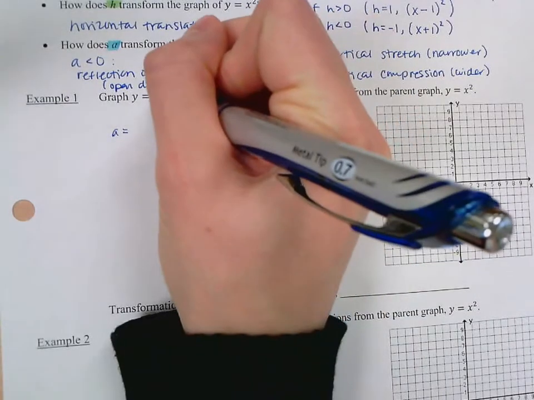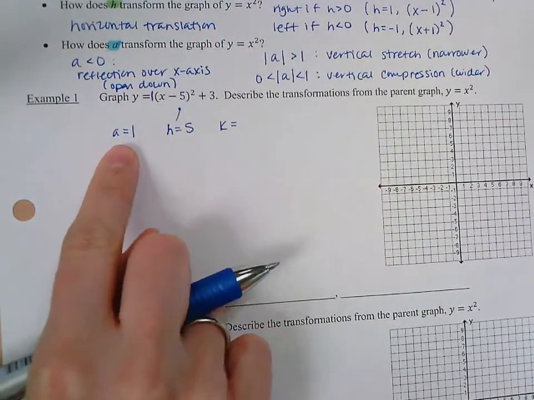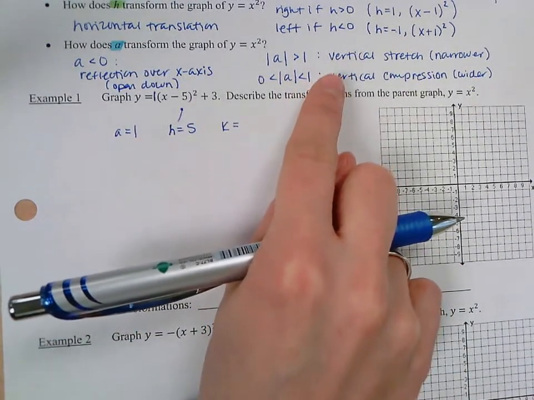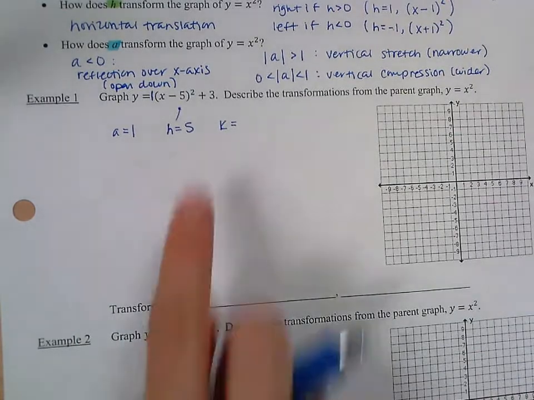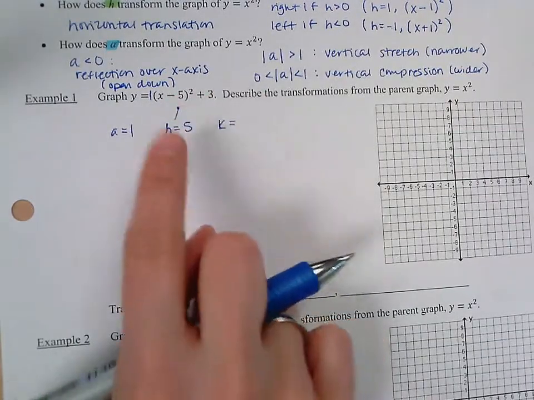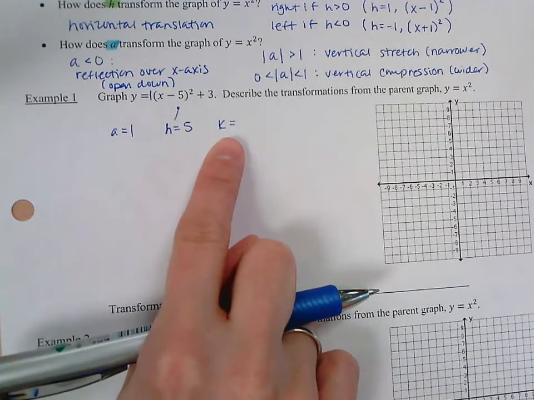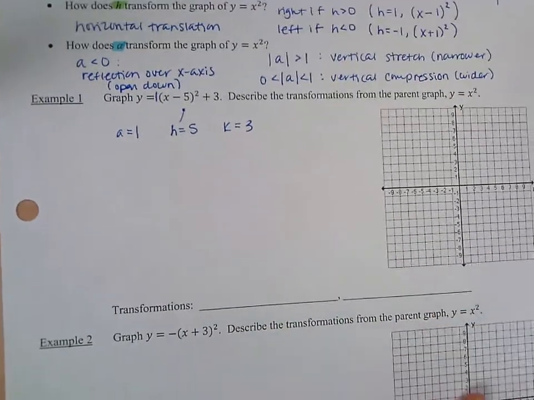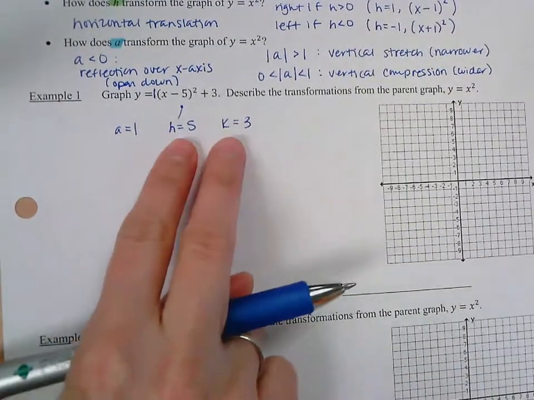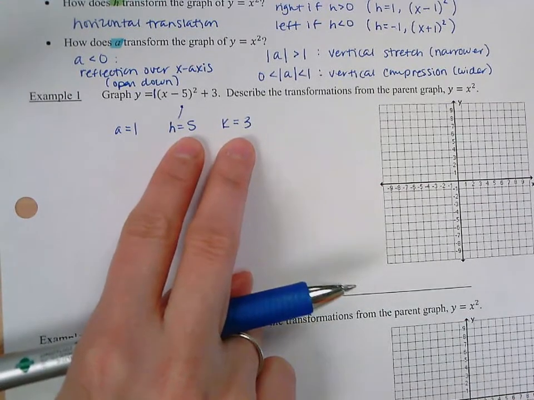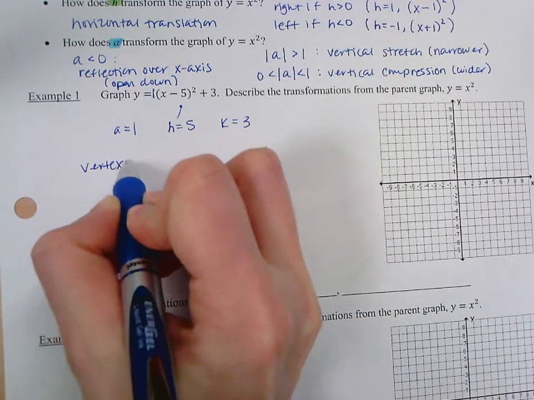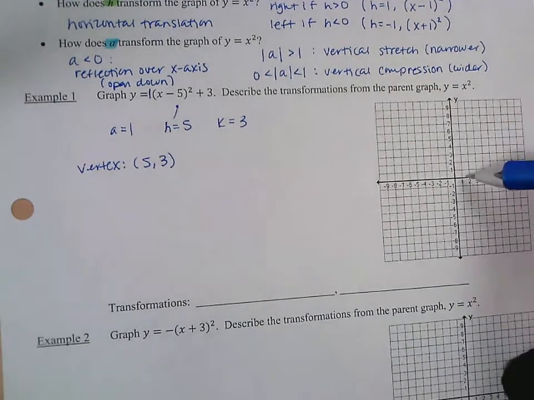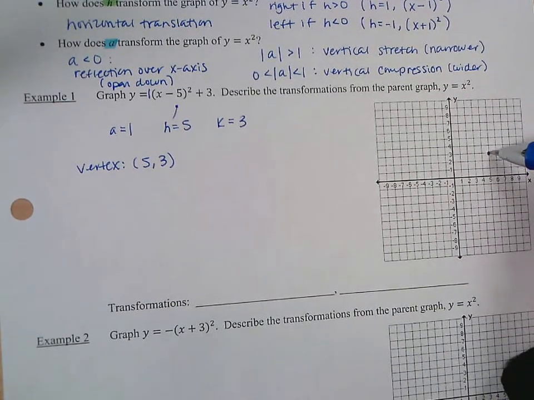A value is 1, yeah. So if A is 1, that means there is no transformation happening for A. There's no reflection, there's no vertical stretch or compression, because A is 1 in the parent graph as well. We already said H is 5, so a transformation is happening there. K is what? 3. So there's a transformation happening there. So we'll get to that part. So when I graph H, K, that is your vertex. So I already know my vertex is the ordered pair 5, 3.